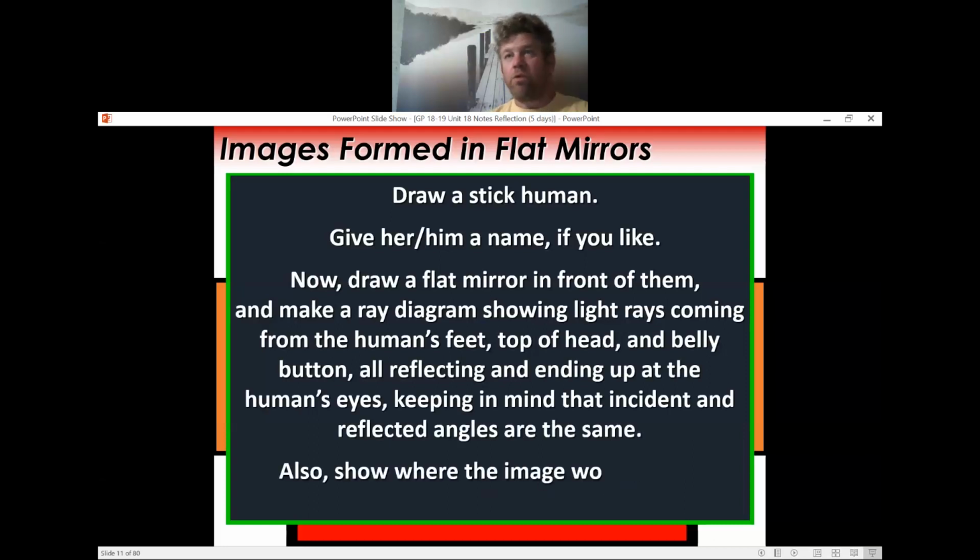Or you can just go back to the last time you stood in front of that mirror. Think about, where do your eyes have to be in order to see the top of your head, right? Where do your eyes have to point in order to see your belly button? Where do your eyes have to point in order to see your feet? And think about those angles that you're creating in order to try and see those different body parts, right?